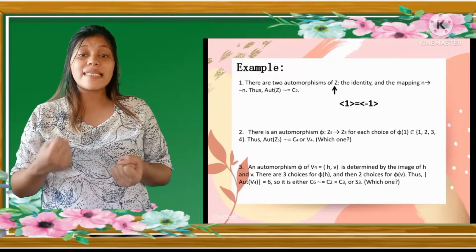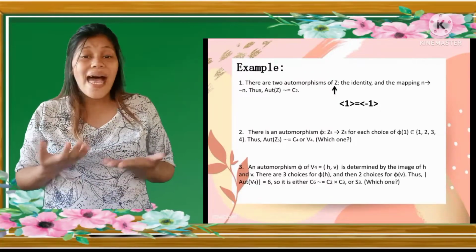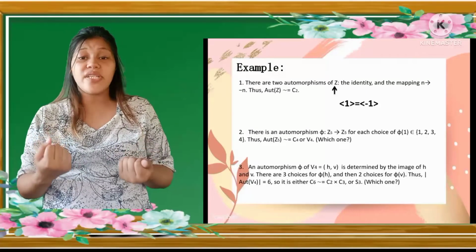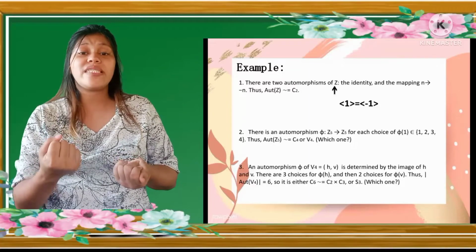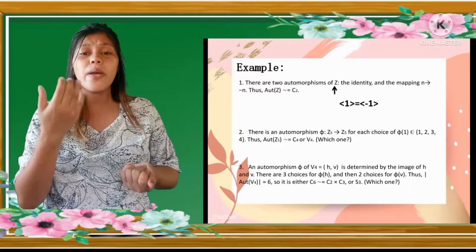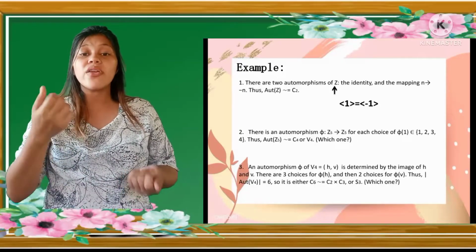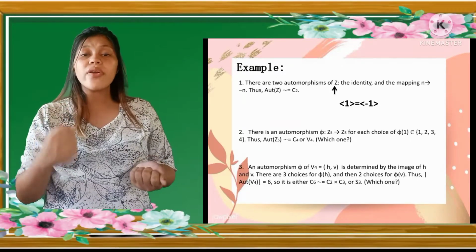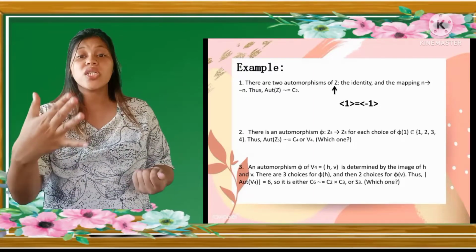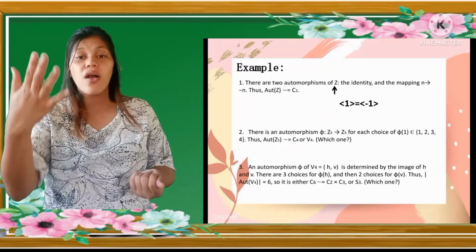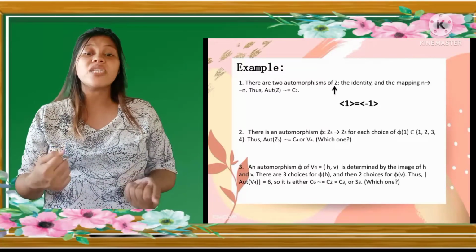Another example, but not cyclic. V4 is of course the smallest non-cyclic group, and that's generated by H and V, the horizontal flip and vertical flip. So an automorphism phi of this group is determined by where it sends H and where it sends V. These are the generators. Now there are 3 choices for phi of H. We can send H to itself, send it to V, or we can send it to the other element of order 2, which is HV.